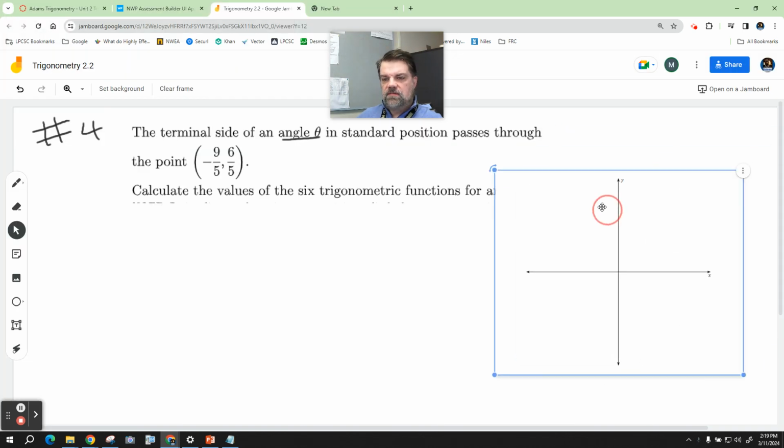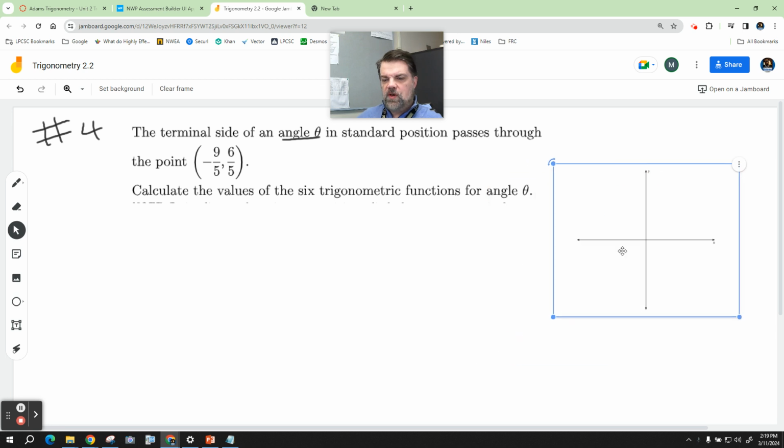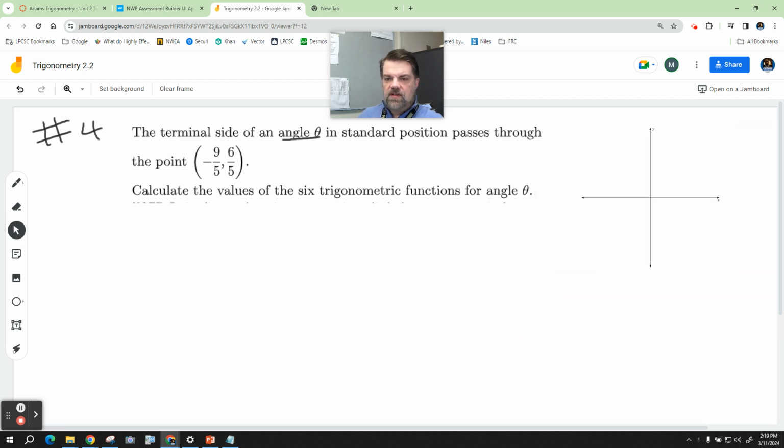Don't really worry about it too much. Where is -9/5? It's somewhere over here. So when you have a negative x and a positive y, that means it lives in the second quadrant, quadrant 2. So somewhere over here at -9/5 comma 6/5. Now remember, those are x comma y's.